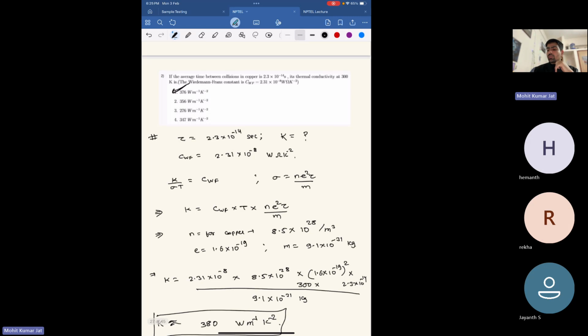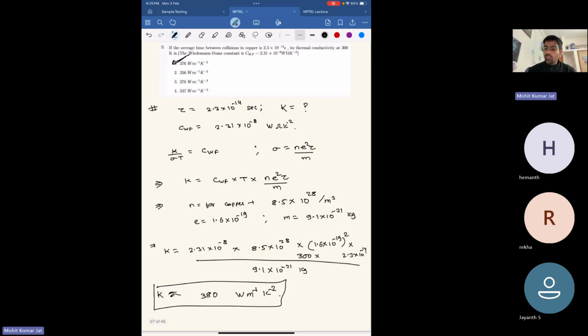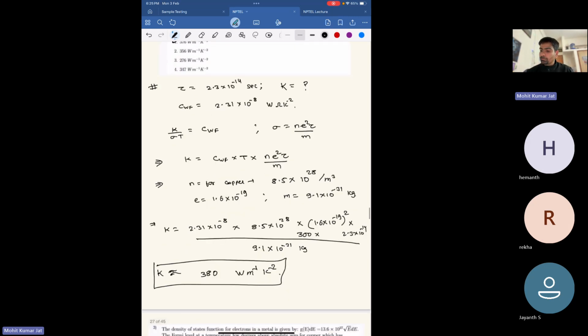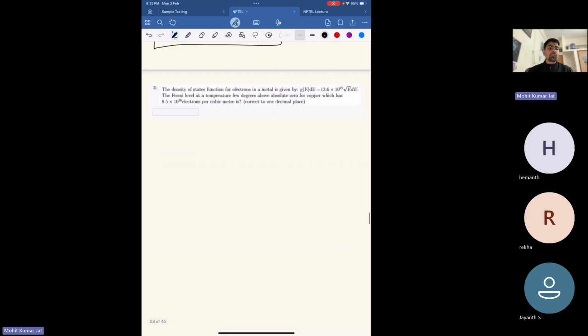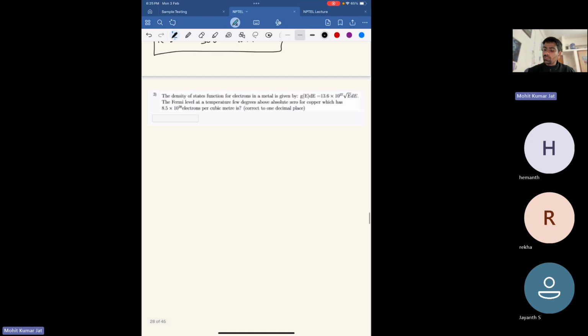So there are limits also in the Wiedemann-Franz law. These are the drawbacks of the Drude theory, that it explains in a temperature range far below and far above, but in the intermediate range where it increases linearly, and the coefficient, all those things, the Drude model fails. Okay. If no more question, then I'll start with question number 3.